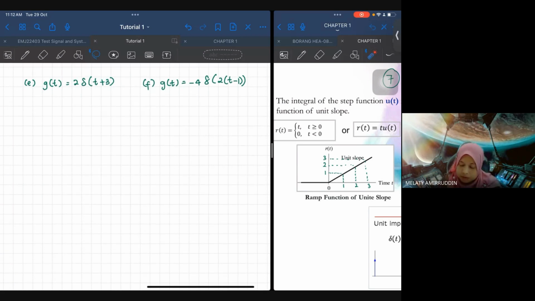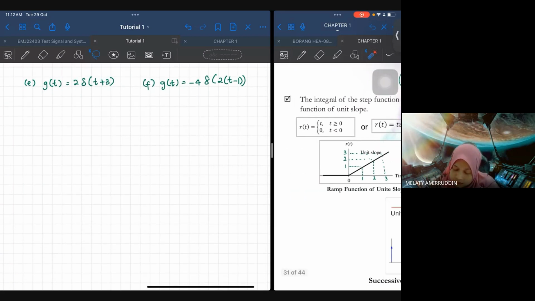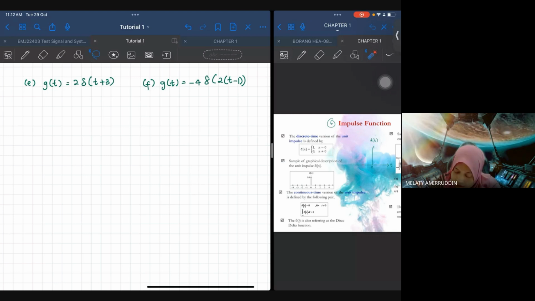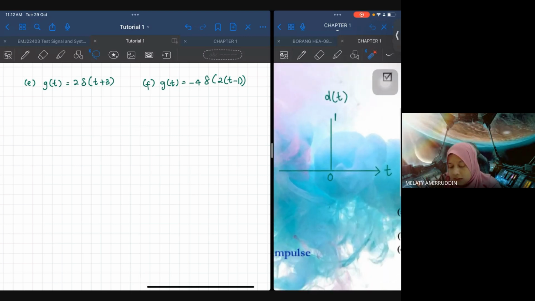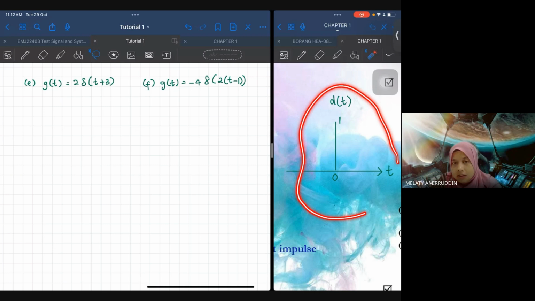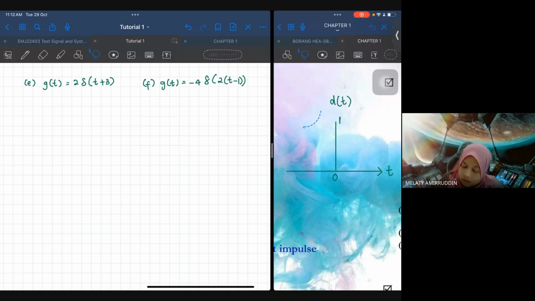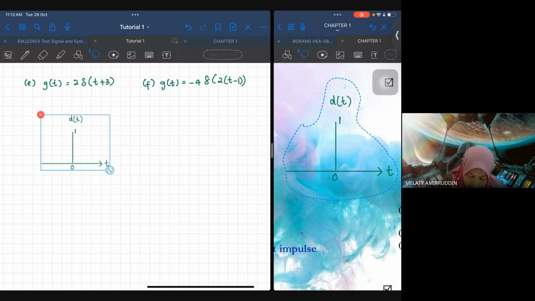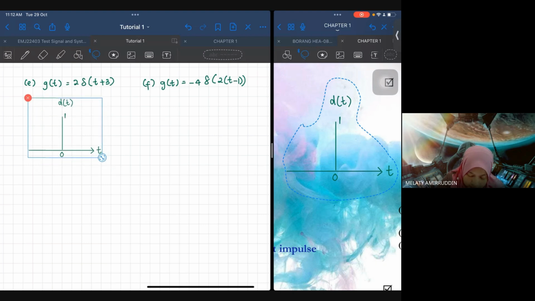Okay, now what is impulse? Impulse is, the signal is like this. For the CT signal, this is the original impulse. I just copy this original impulse, copy, paste. Okay, this is the original impulse.